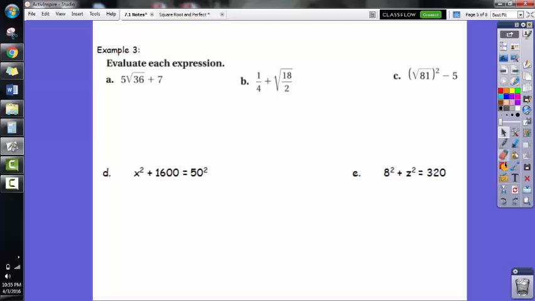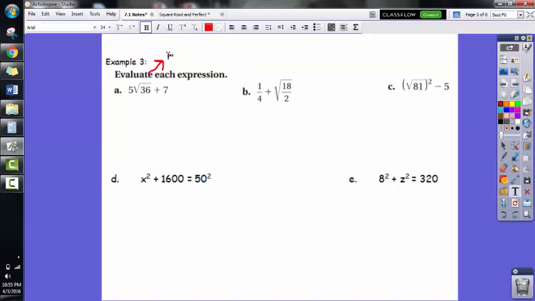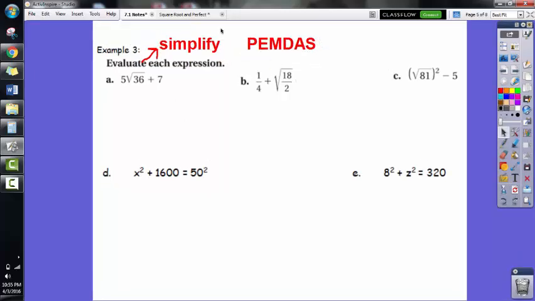Okay, next we're going to look at some operations with square roots. So evaluate each expression. That means to simplify the problem. Okay, and you need to use PEMDAS. But notice there are no square roots in PEMDAS. It doesn't say square, there's no letter for square roots. So square roots, you're always going to do that first. Okay, so you could really add an S in front of here.